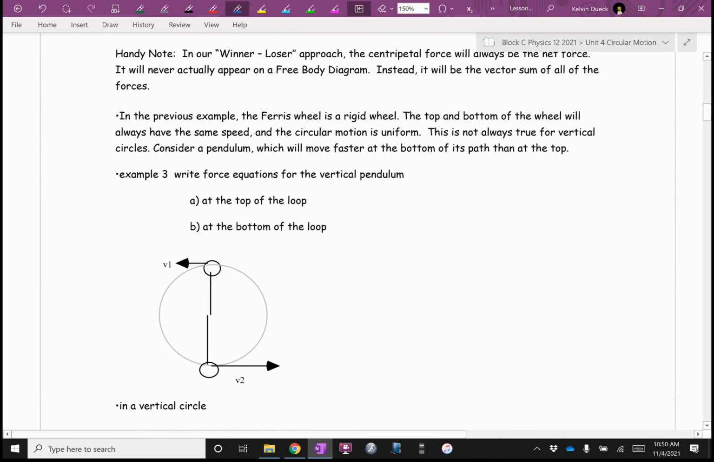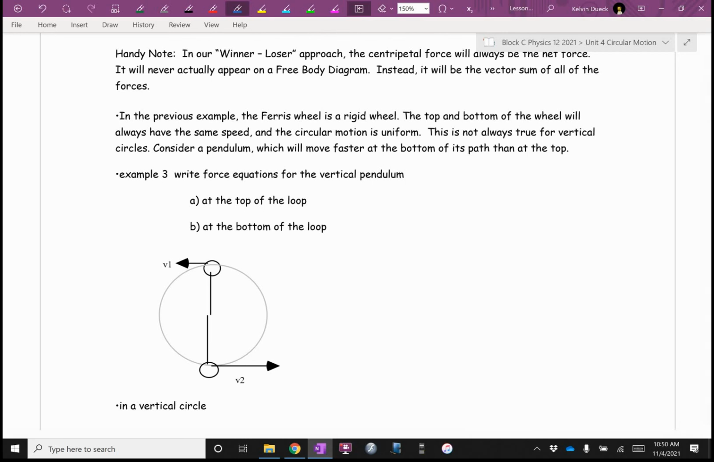So in the previous example, the Ferris wheel is a rigid wheel. The top and bottom of the wheel will always have the same speed, and the circular motion is uniform. That's not always true for vertical circles. So this is going to be the one time when we're not going to look at uniform circular motion, when the speed will be changing.